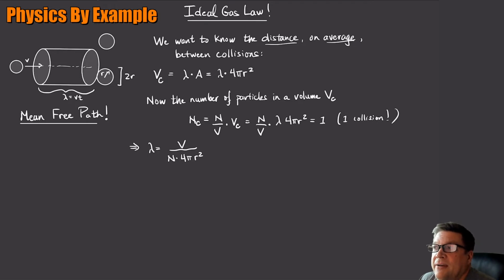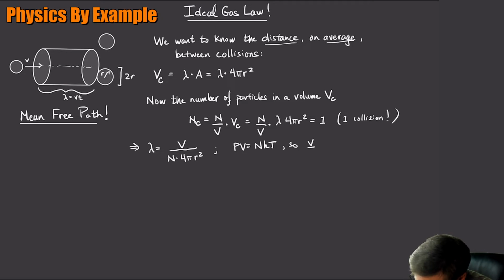But V over N, we know what that is. Let's use the ideal gas law. So for a gas, we know that PV is NkT, writing it the physics way, because we want the total number of particles. So what is V over N? V over N is kT over P.